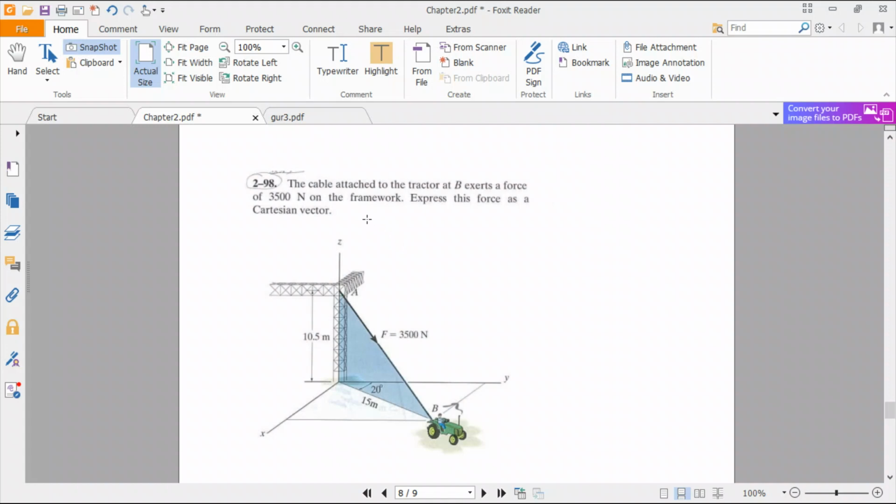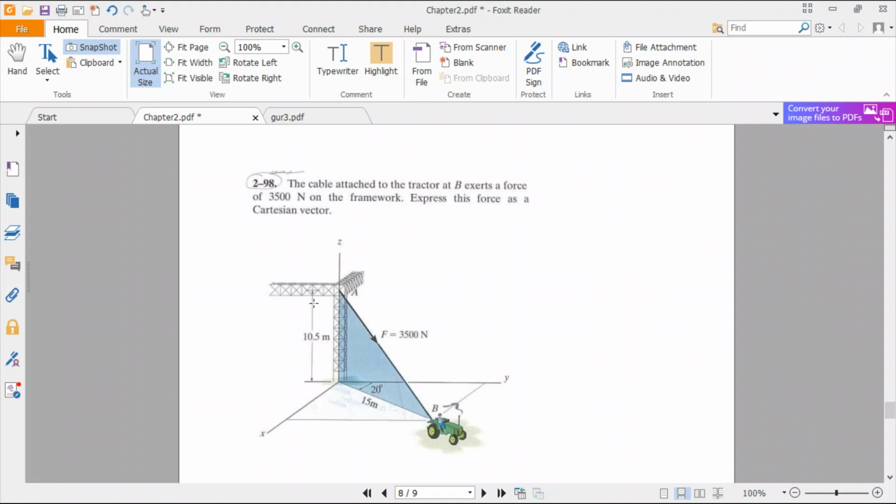Okay, now let's solve a problem. 298. The cable attached to the tractor at B exerts a force of 3,500 newtons on the framework. Express this force as a Cartesian vector.